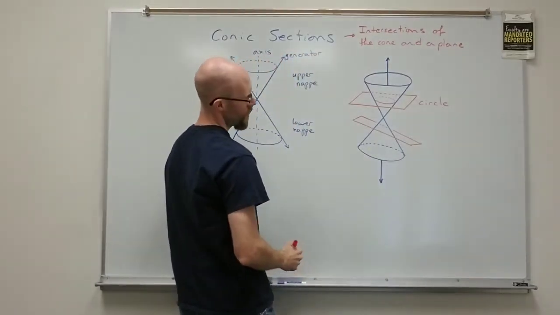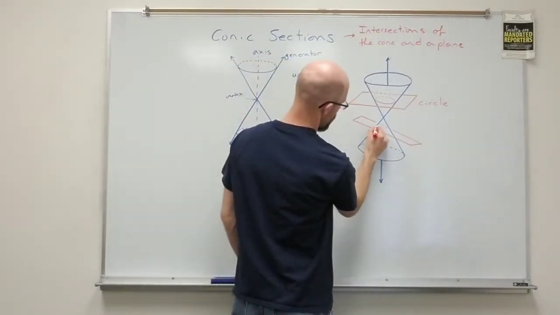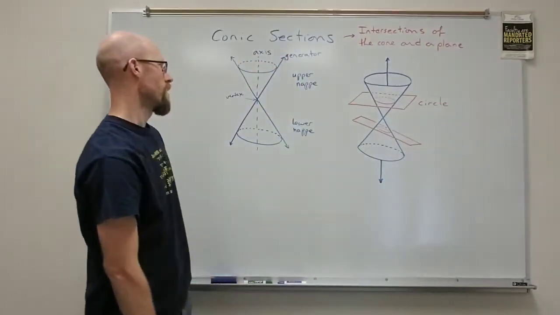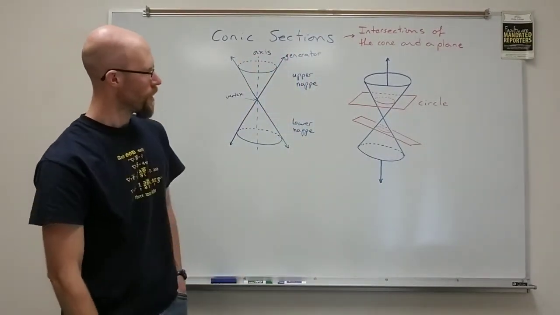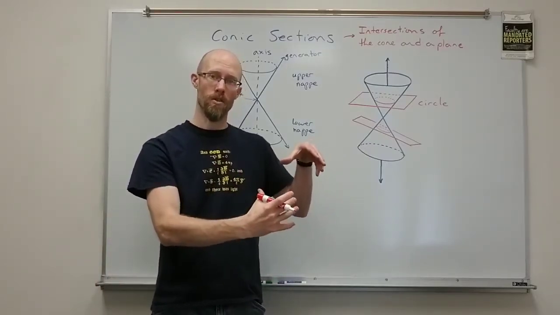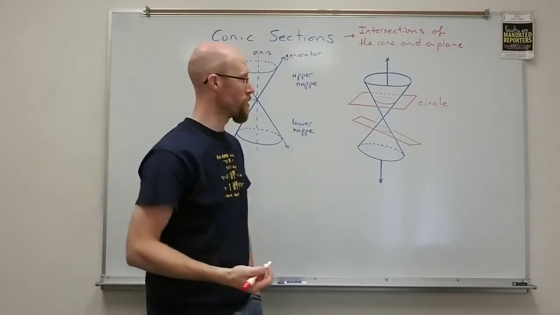Okay, you throw that plane on an angle, then the intersection is going to be, it's hard to draw so that it really makes sense. That's not too bad. But it's going to be an ellipse. It's basically a circle that's kind of stretched out. It's longer in one direction than it is in the other.